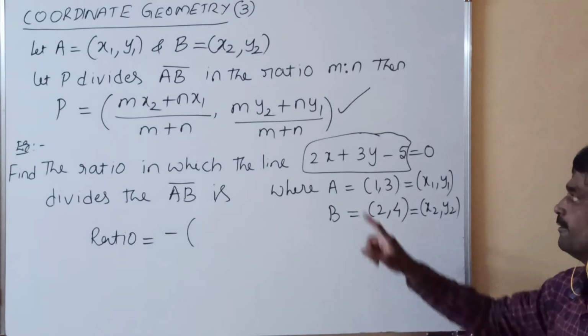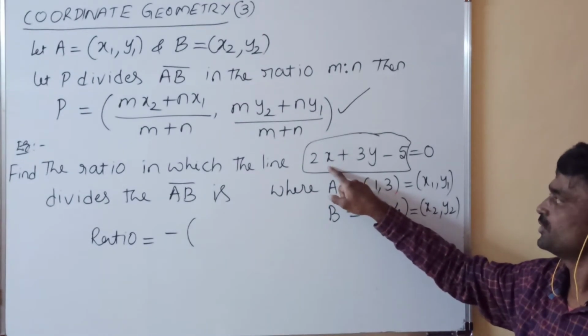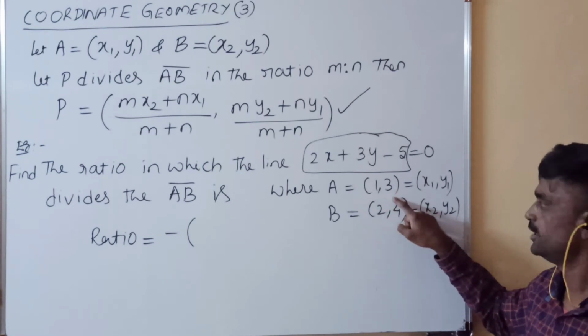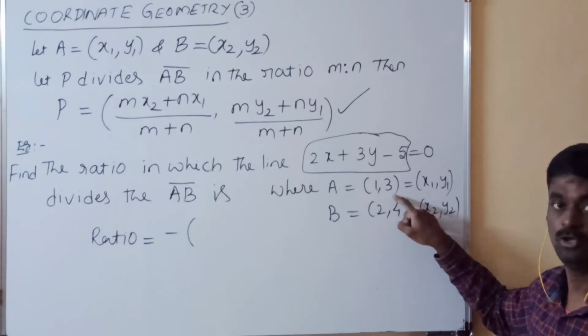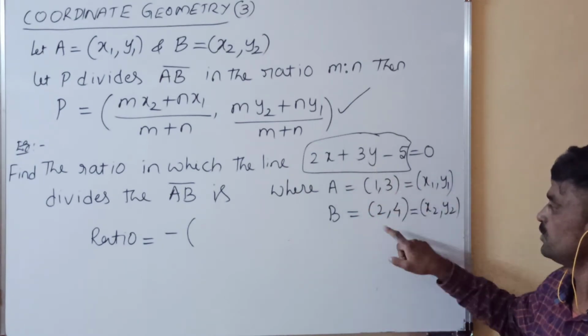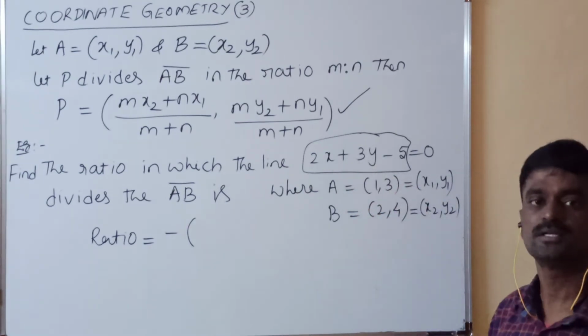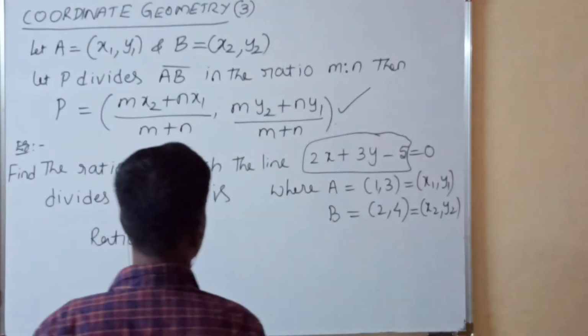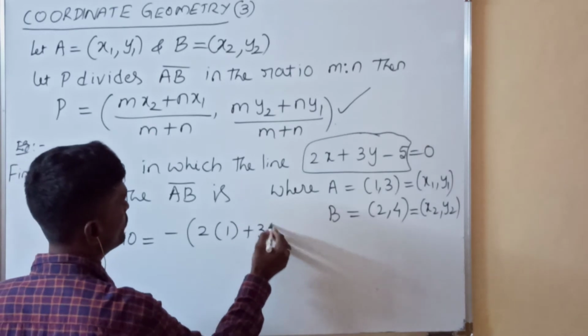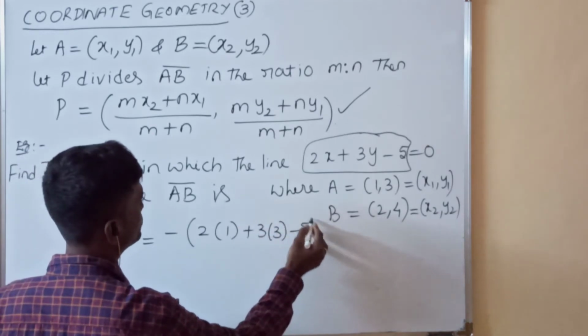So how to get the numerator? We have to replace x and y by x1, y1. Here x1, y1 are 1, 3. To get the denominator, in this expression we have to replace x and y by 2 and 4. So what will be the required ratio? 2 into x1, 1, plus 3 into 3, minus 5.